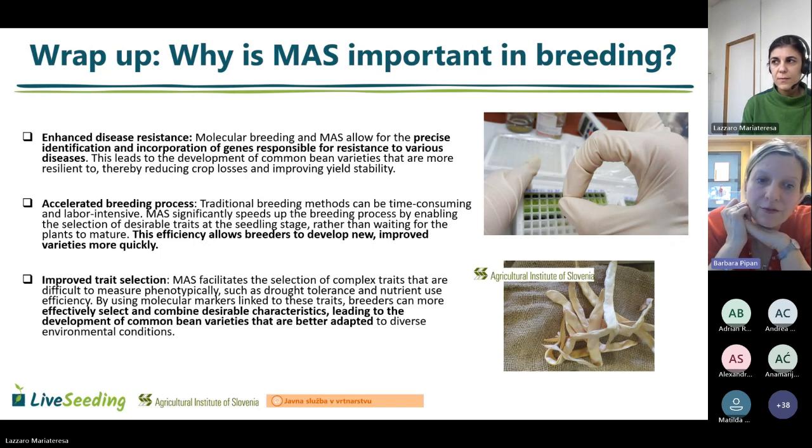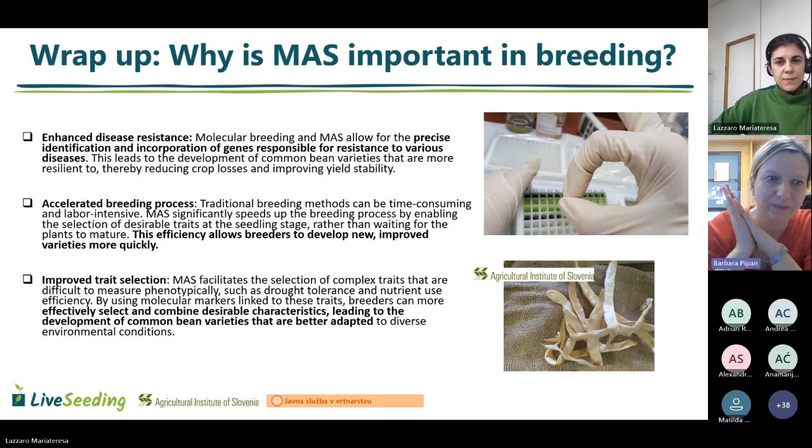Marker-assisted selection can significantly speed up the breeding process by enabling the selection of desirable traits at the seedling stage, rather than waiting for the plants to mature. This efficiency allows breeders to develop new improved varieties more quickly, and in the common bean breeding process as well, so that we can decrease the number of promising breeding lines which are led further for selfing and selection.